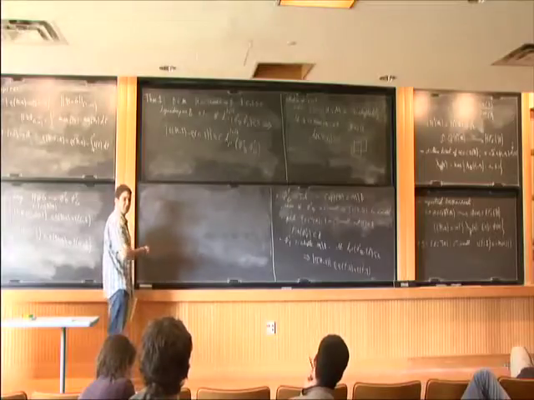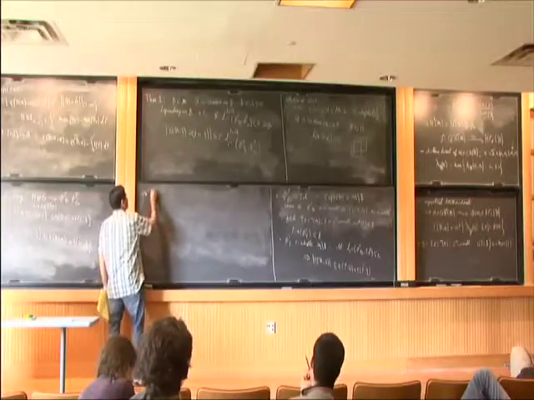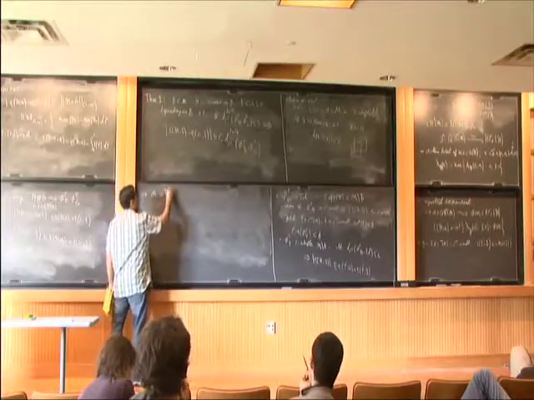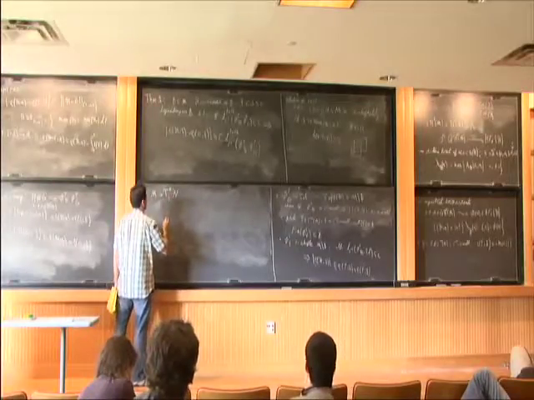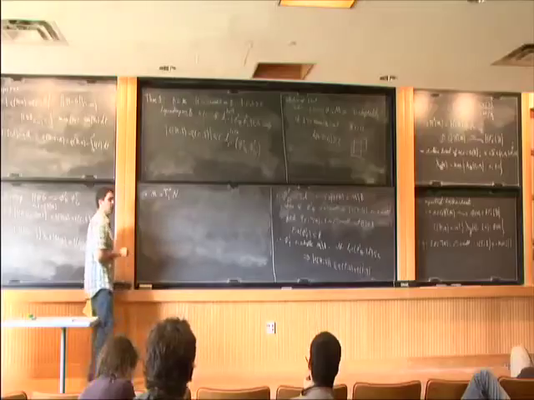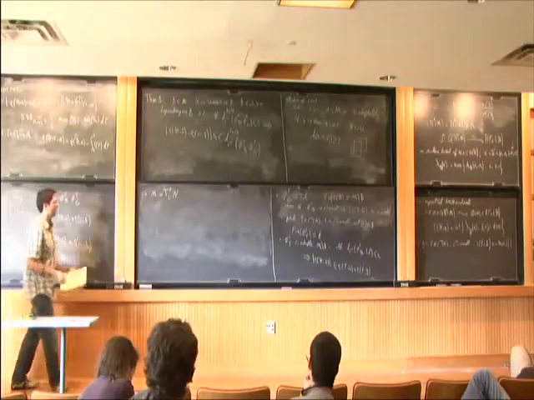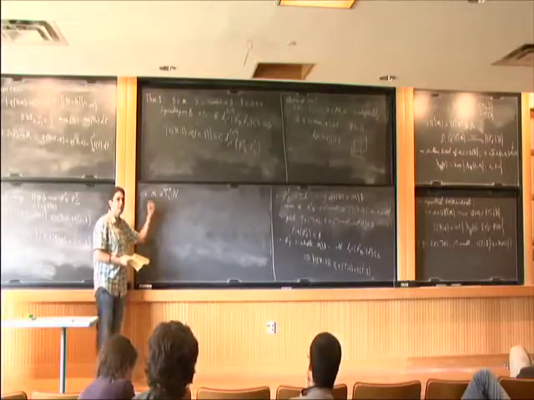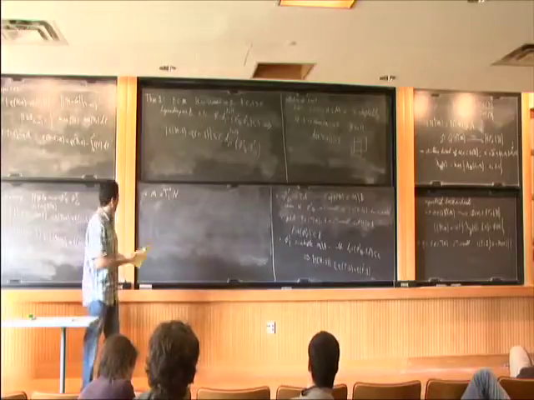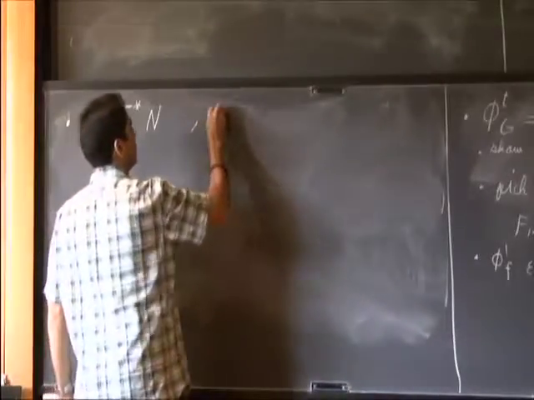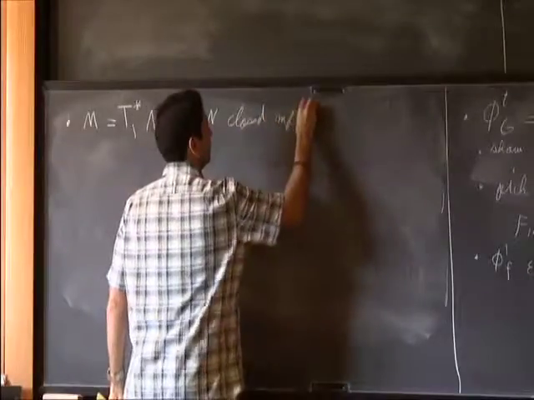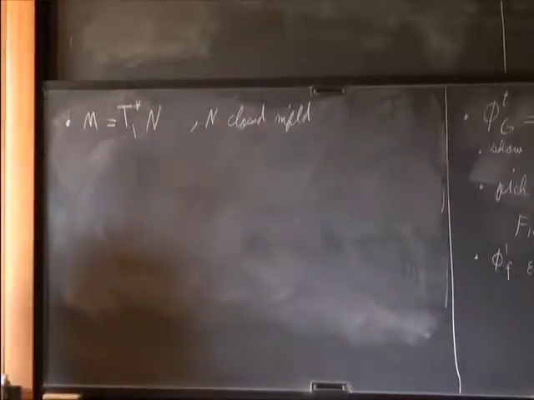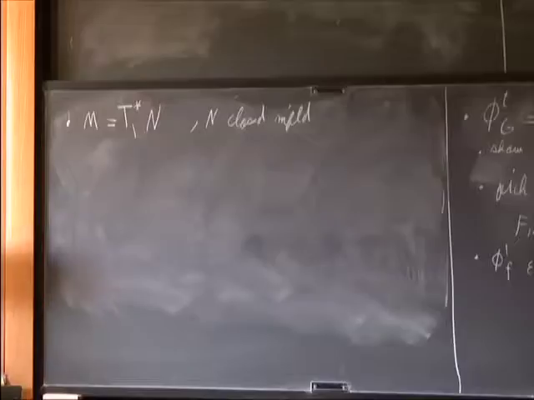This kind of stuff Michael likes. So say M is the unit cotangent bundle, the cotangent bundle ball of radius 1. And N is some closed manifold. This is more recent. In fact, what I'm going to say now is just a few weeks old.